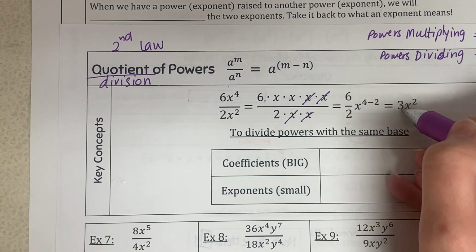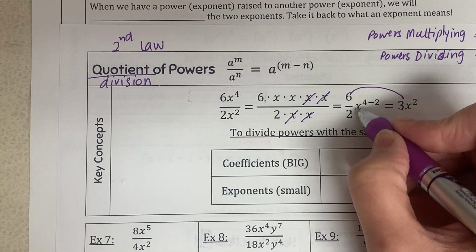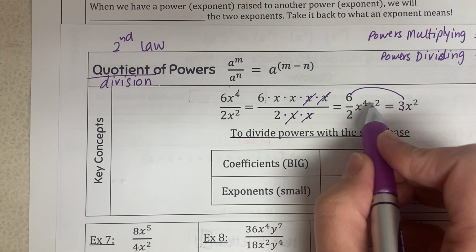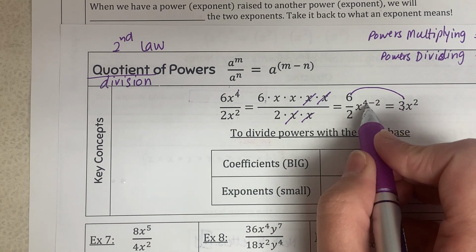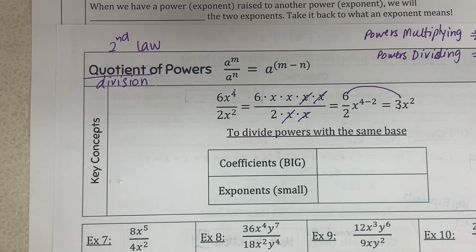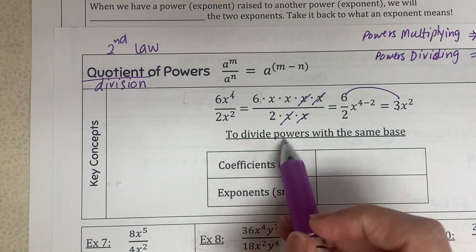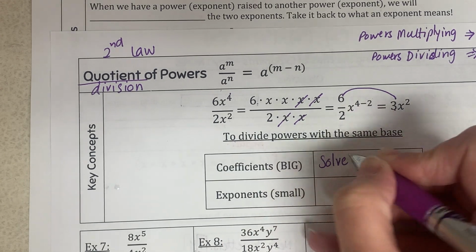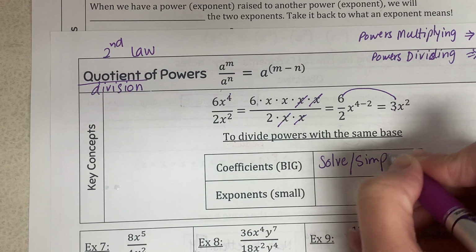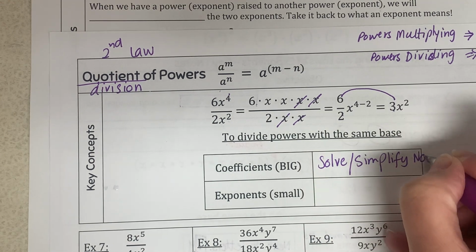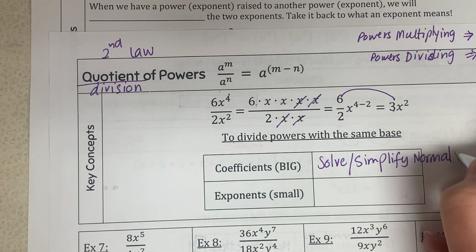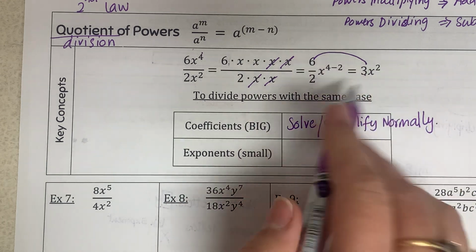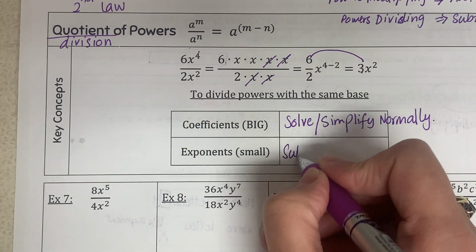But 6/2 simplified as 3. And then it was 4 divided by 2 in the power. So you do 4 minus 2 on the exponent, which is 4 minus 2 is also 2. Divide the powers with the same base. Coefficient, big numbers, solve or simplify normally because they are normal numbers. And the exponent, the numbers above, subtract them.